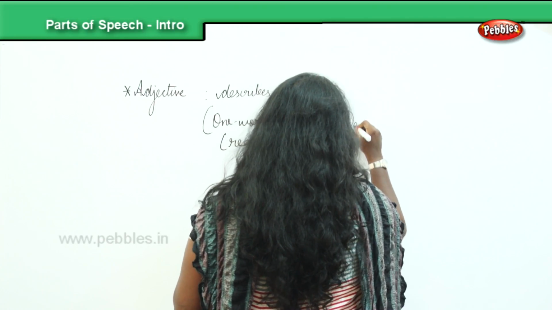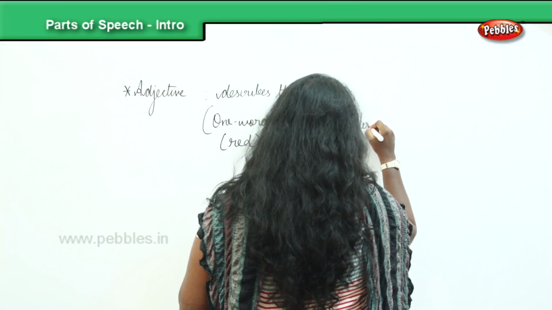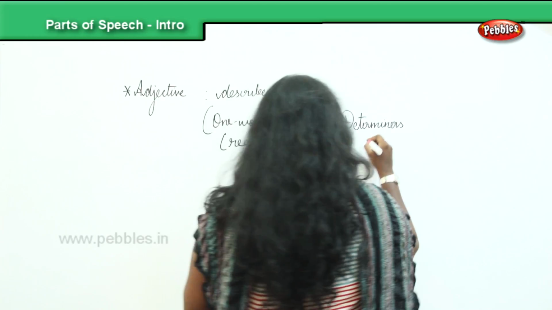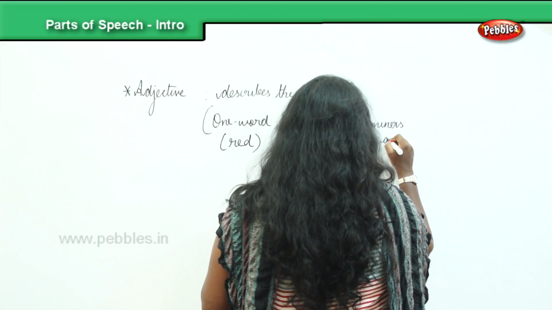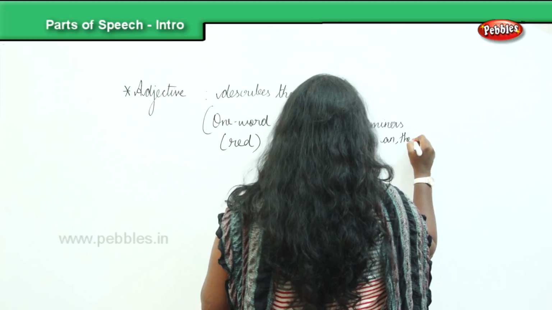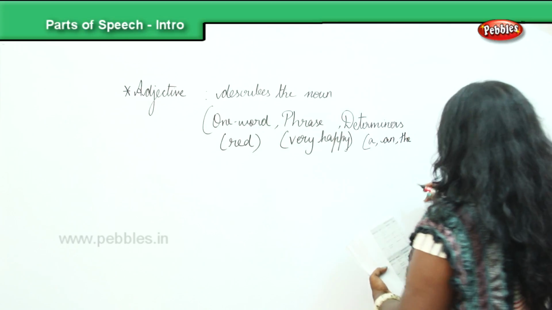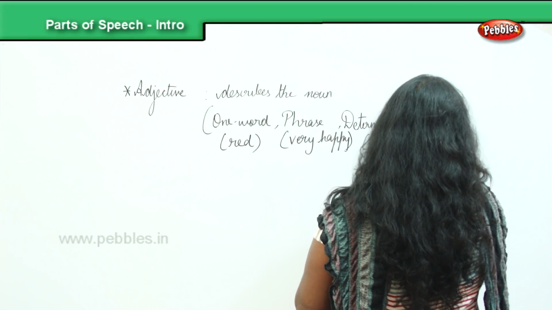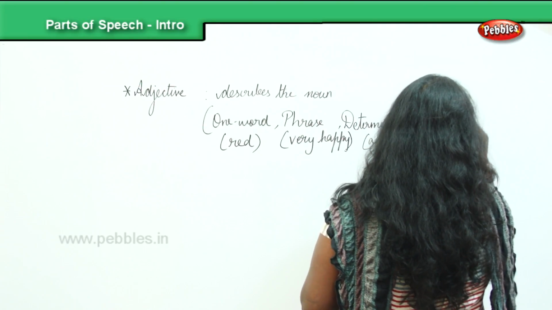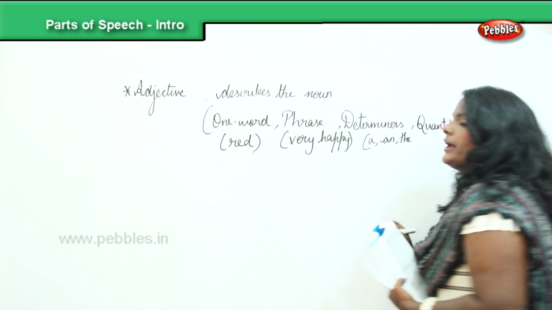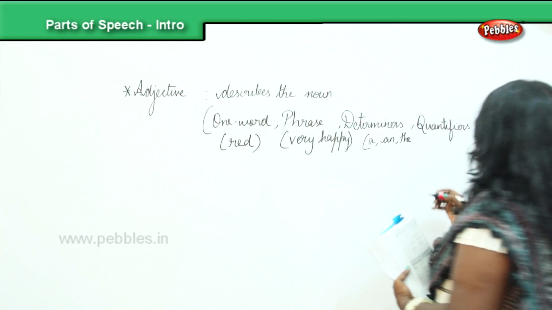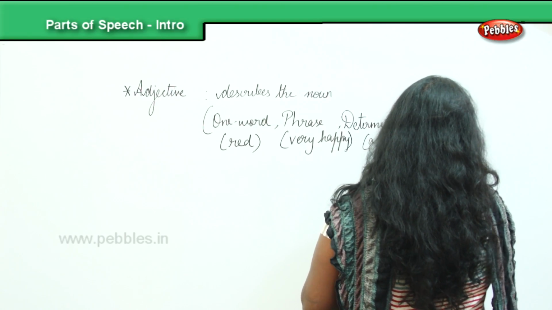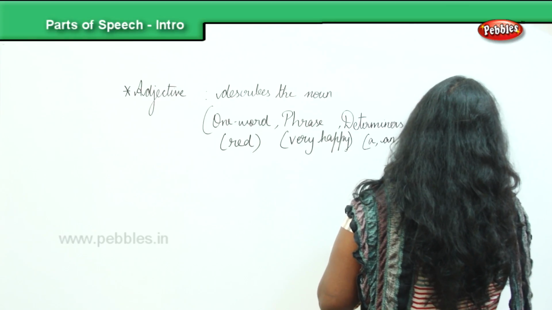Determiners. What are the determiners? A, an, and the. These are the determiners. And finally, quantifiers. You would have learned the quantifiers in your previous grammar sessions. So examples of quantifiers can be one, many. So it shows the quantity.